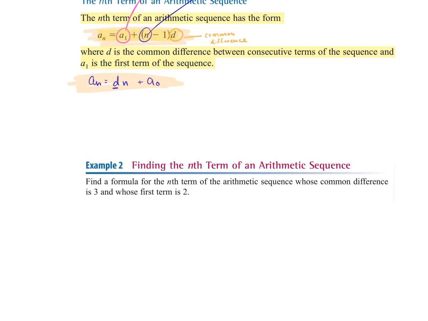For example 2, it says find a formula for the nth term of an arithmetic sequence whose common difference is 3 and whose first term is 2. So it tells us a sub 1, our first term, is 2, and our common difference, d, is 3. Since it gives us a sub 1 and d, let's plug it into our formula. A sub n is equal to 2 plus n minus 1 times 3.